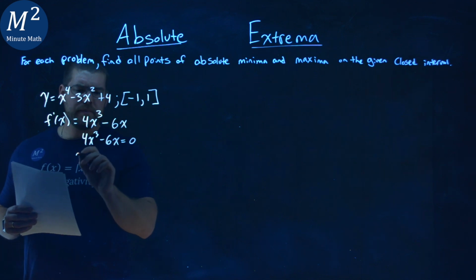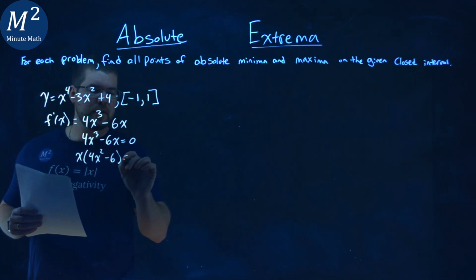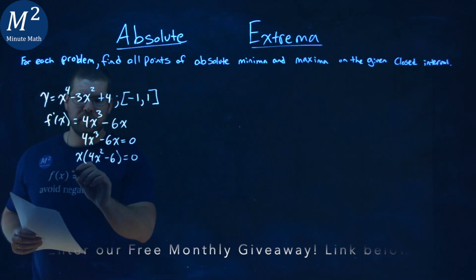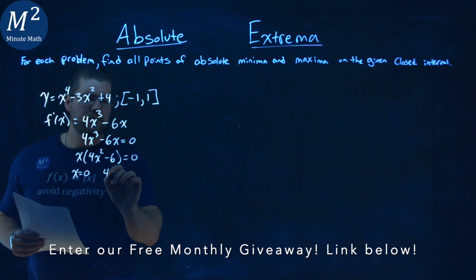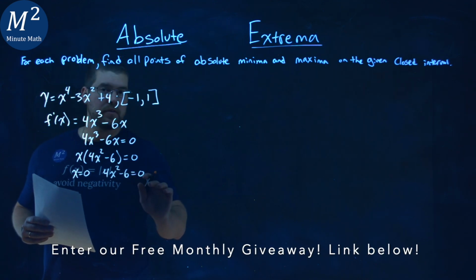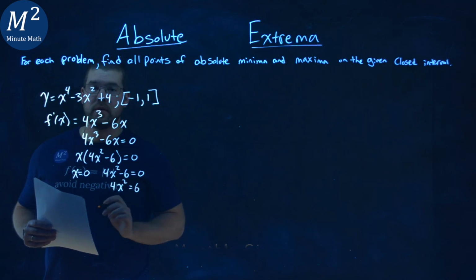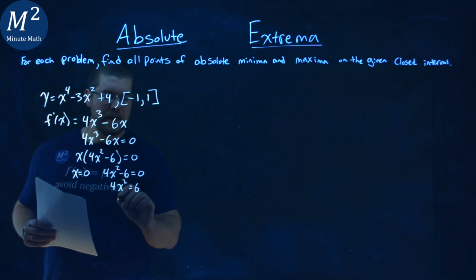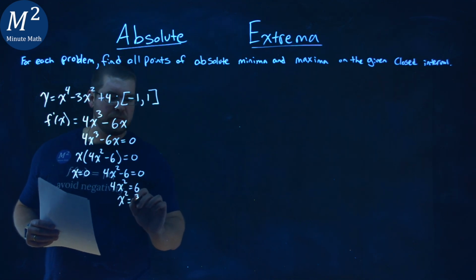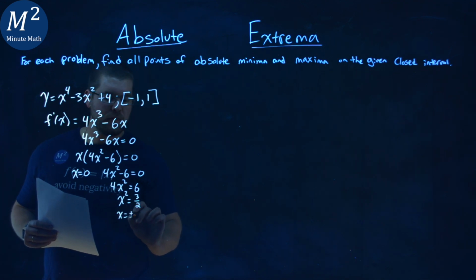Pull out an x here, and we have x times (4x squared minus 6) equals 0, and we can set both parts individually equal to 0. x equals 0, and 4x squared minus 6 equals 0. Add a 6 to both sides, and we have 4x squared equals 6. Divide both sides by 4, and x squared equals 6 divided by 4, or 3/2. Square root both sides, and x equals plus or minus the square root of 3/2.